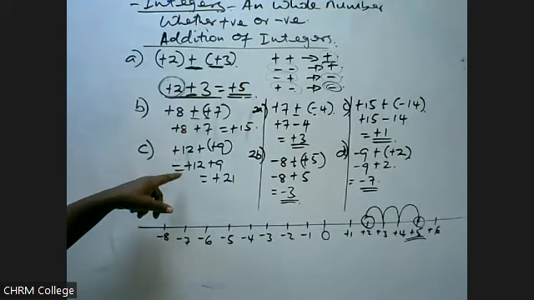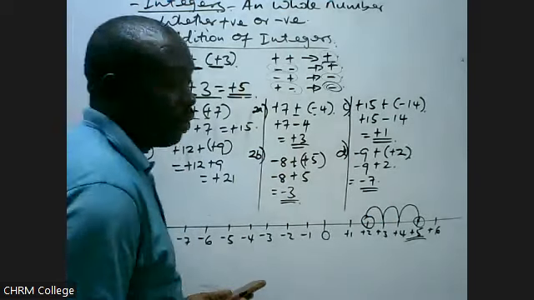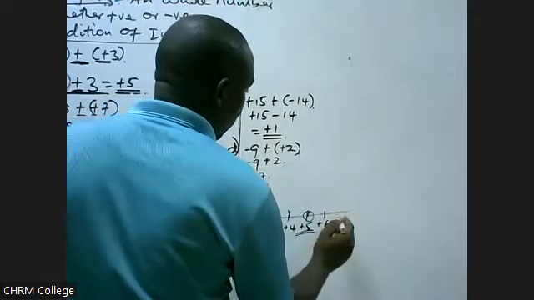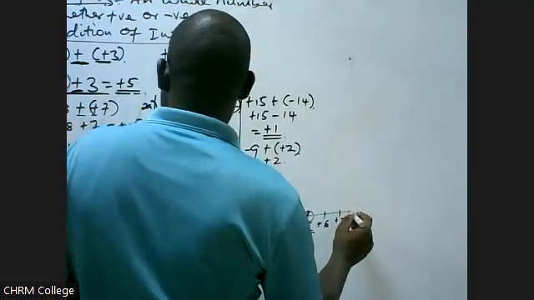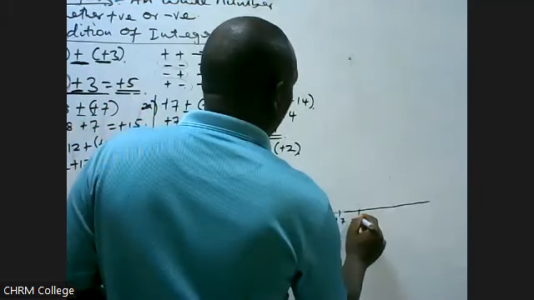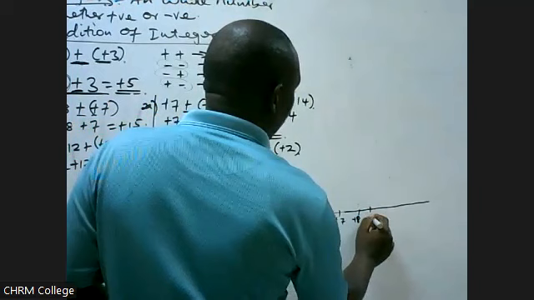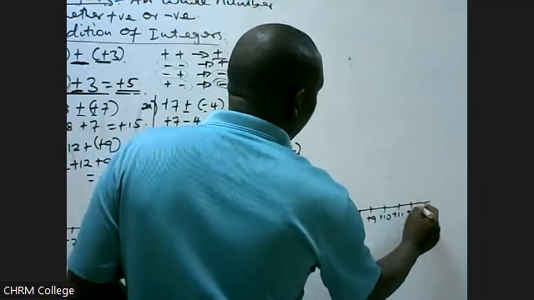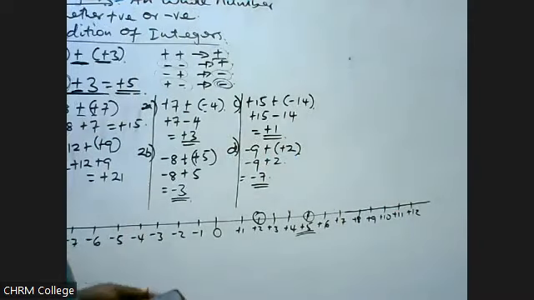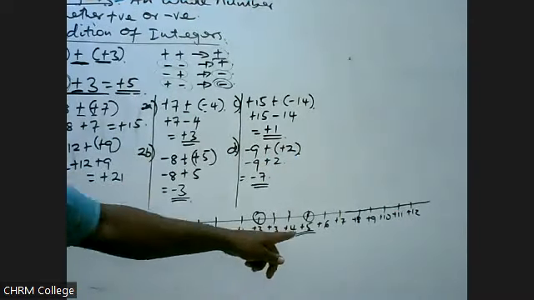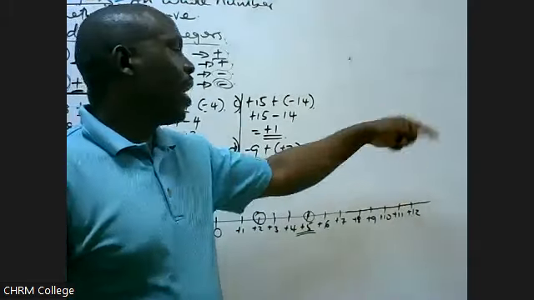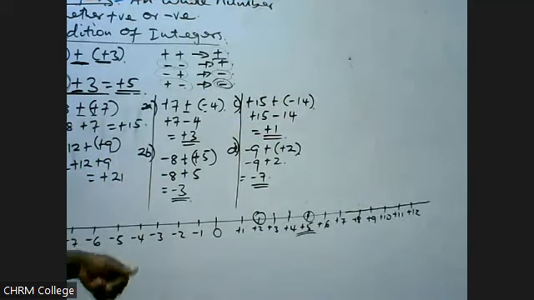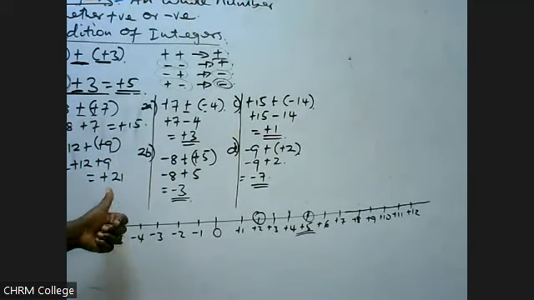When we have what? This one was positive 12. Positive 12 simply means that we add more positives. This is 6, positive 7, then over, positive 8, positive 9, positive 10, positive 11, positive 12. And then we are told from 12, we go 9. So we go 9 steps to the positive side because this is positive. We shall find ourselves landing at positive 21.